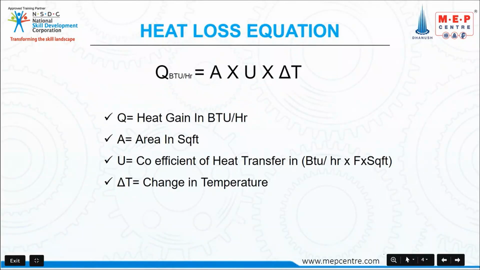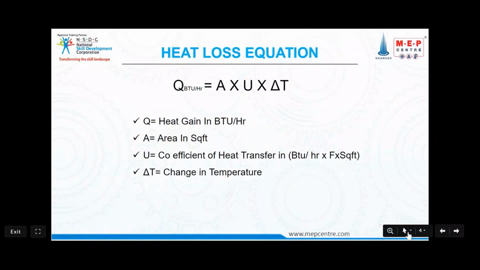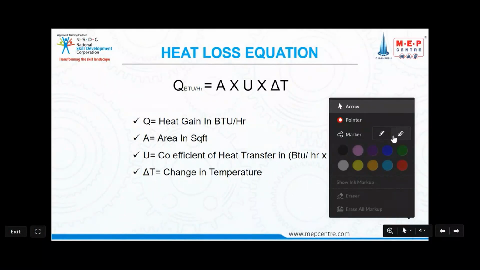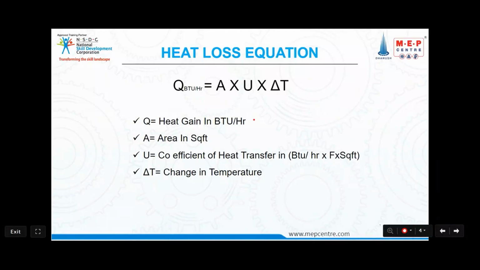So what is the heat loss equation? Q equals A into U into delta T is the formula. Now, what is Q? Q is heat gain in terms of BTU per hour. What is A? A equals area in square feet. And what is U? U equals coefficient of heat transfer. So the heat gain Q in BTU per hour equals A into U into delta T.